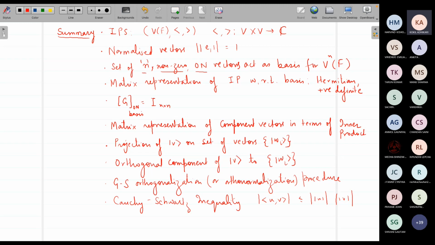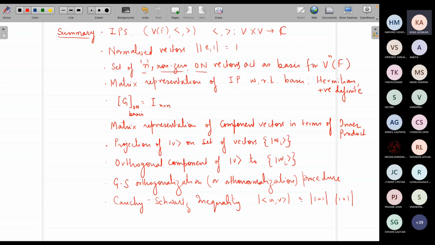We did matrix representation of the inner product with respect to a certain basis. So whenever we are talking about matrix representation, it is always with respect to some fixed basis. And we find that this inner product matrix has to be Hermitian and positive definite. For an orthonormal basis, it's an identity matrix. Now, we also did matrix representation of a component vector in terms of the inner product, again in the orthonormal or orthogonal basis.